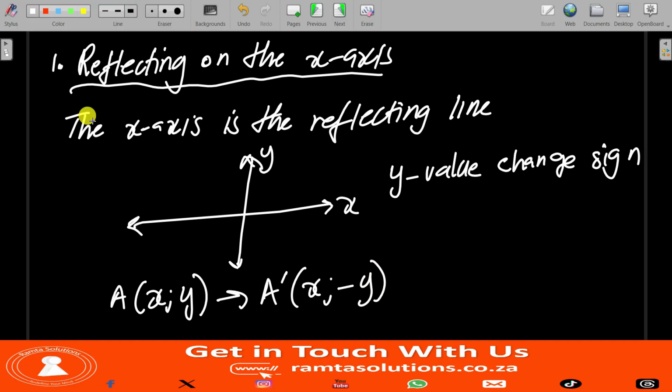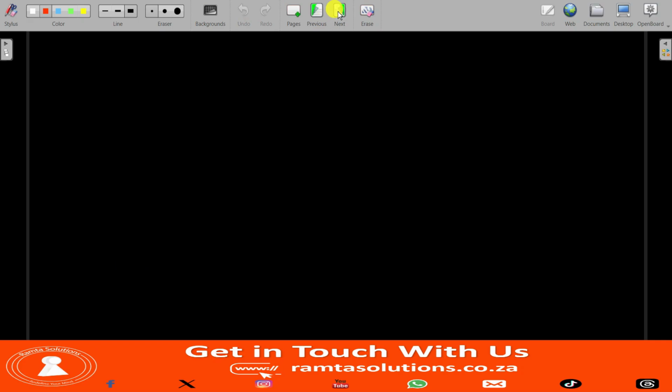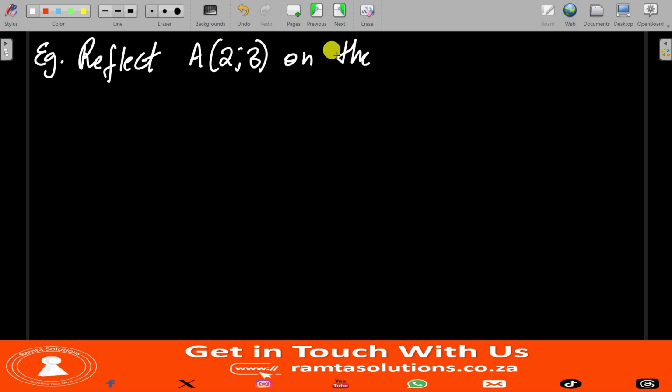Is it better if I use a red one? Yeah, better. So this is the rule for reflecting on the x-axis. Remember this rule. I'm going to try an example. In my example, I'm going to say reflect A with coordinates 2 and 3 on the x-axis.